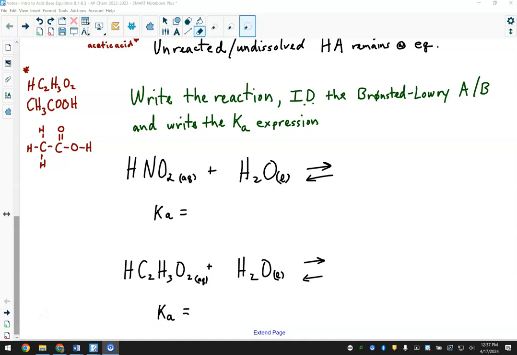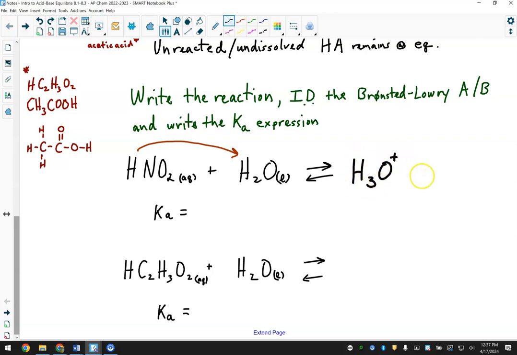So if you were asked to write the reaction for the dissolution of nitrous acid, HNO2, with water, again, these weak acids, you write them like a Bronsted-Lowry. This is how we would write it. With a Bronsted-Lowry, the acid is a proton donor. So on the product side, you're going to get H3O plus, and then whatever anion this is, which is NO2, and it's a 1 minus because it's bonded to 1 hydrogen.